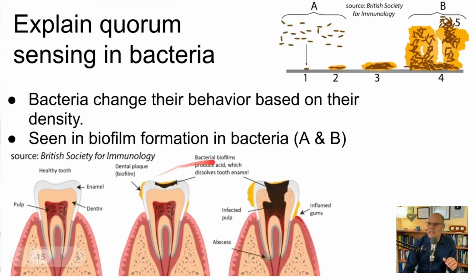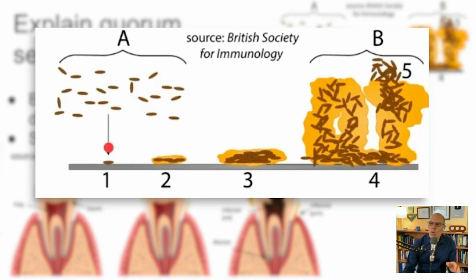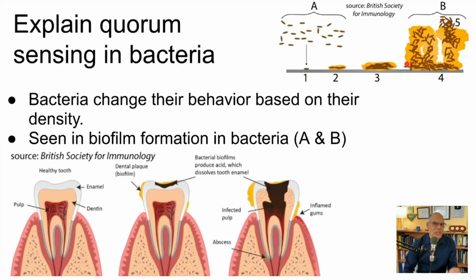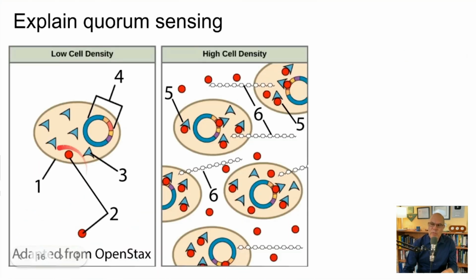The basic idea is that the biofilm won't form when the bacteria are in low density, but they'll form abundantly when the bacteria are in high density. How are the bacteria able to do that? This is a representation of the bacterial cell.